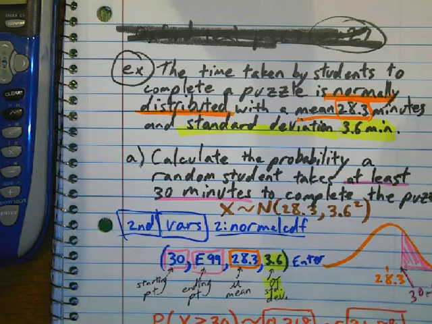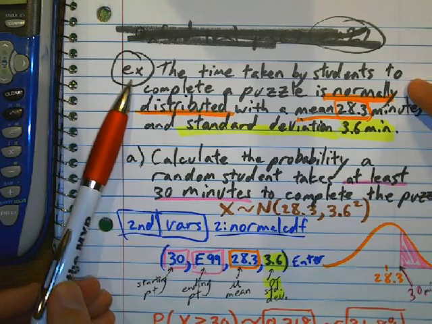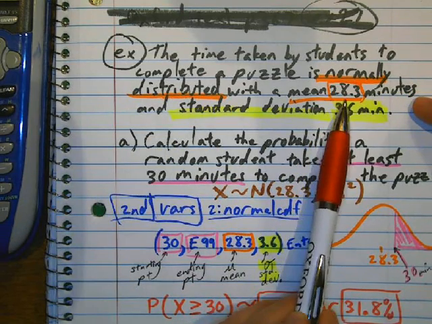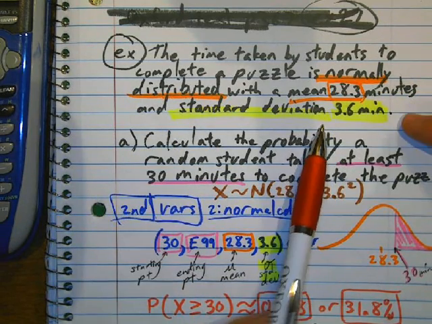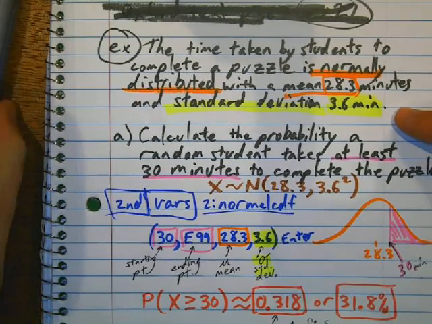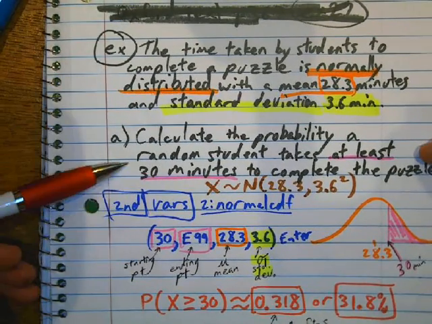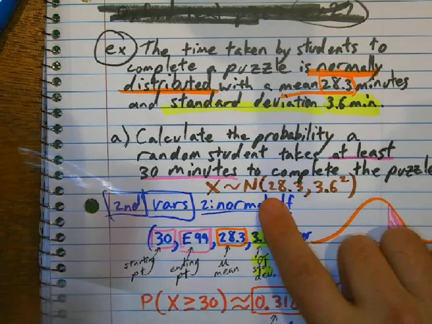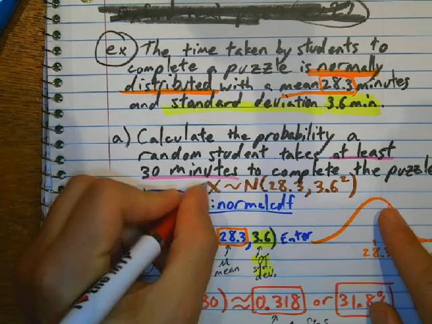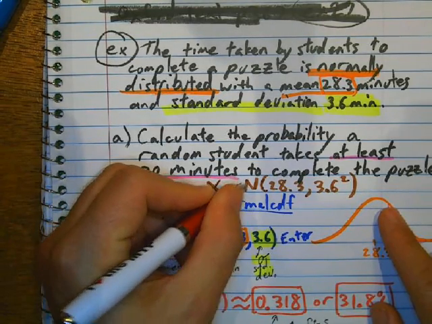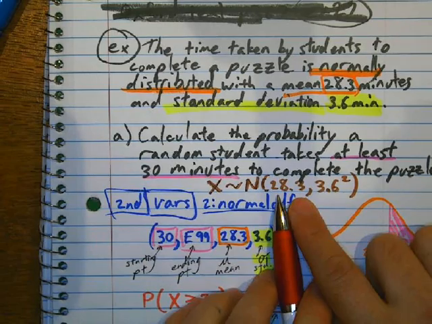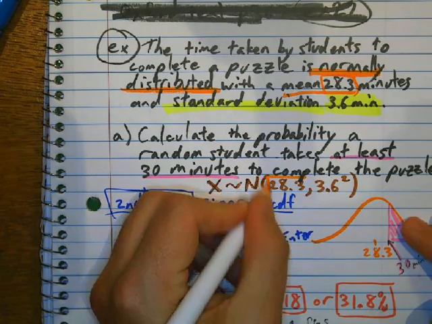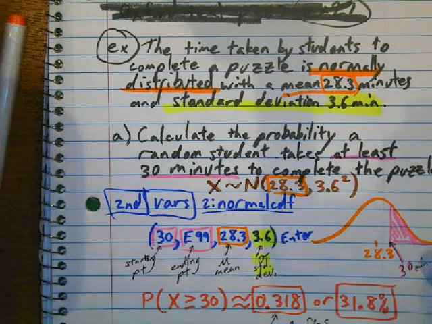The time taken by students to complete a puzzle is normally distributed with a mean of 28.3 minutes and a standard deviation of 3.6. Calculate the probability that a random student takes at least 30 minutes to complete the puzzle. I would write this as X squiggle N, because it's a normal distribution. Here is our mean, 28.3, and our standard deviation we know is 3.6.